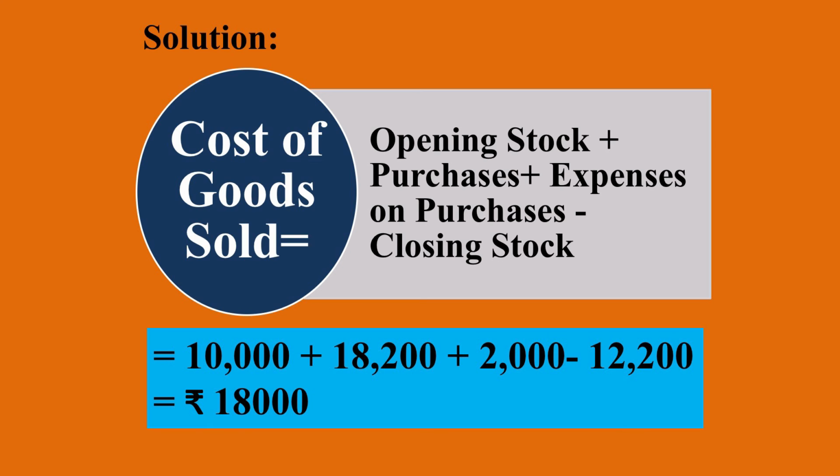How do we find out the cost of goods sold? The cost of goods sold is opening stock plus purchases plus expenses on purchases less closing stock. That will give us the cost of goods sold. So opening stock value given to us is 10,000 plus 18,200, that is purchases, plus expenses on purchases, that is 2,000, minus 12,200. So we got the cost of goods sold as 18,000.